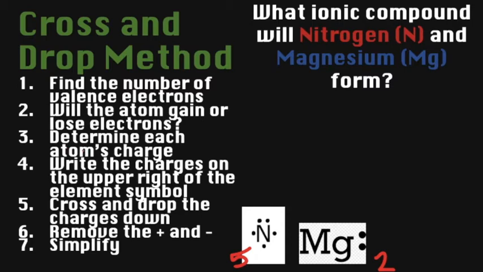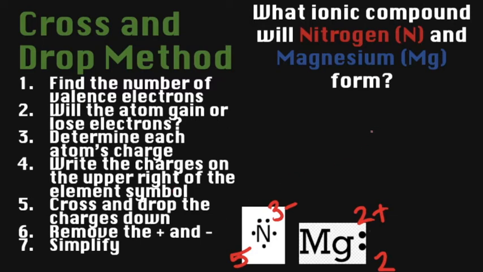So let's determine the charge for each one. If nitrogen were to gain 3 more valence electrons, what would its charge be? In this case, its charge would be -3, because it gained 3 more electrons. What about magnesium? Magnesium would lose 2 electrons, so it would take on a charge of +2. All right? So this is all some stuff we did last week, determining the charge of atoms.